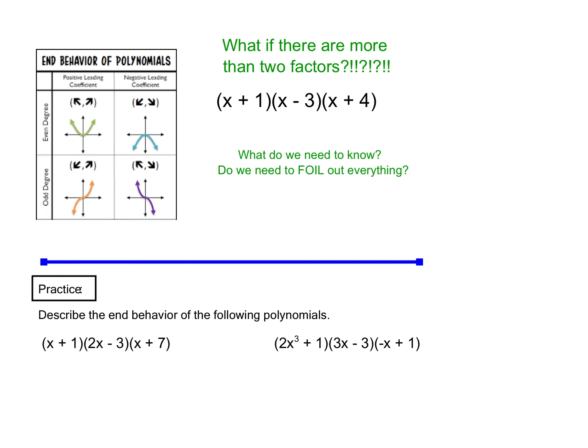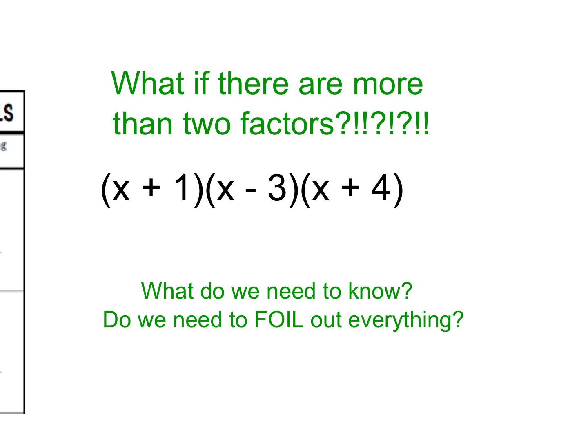Kind of the same logic applies if we're trying to find the end behavior if there are more than 2 factors, okay? Do we need to FOIL everything out? Do we need to multiply x plus 1 times x minus 3 times x plus 4? No. We really just need to take a peek at the first terms in each individual parentheses or each individual binomial. So really, in order to find the leading term, all we need to do is multiply x times x times x, which is x to the third.